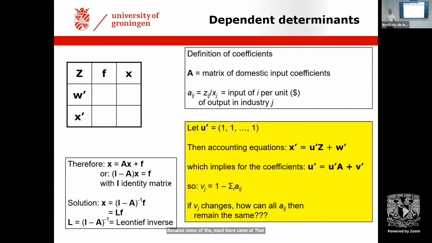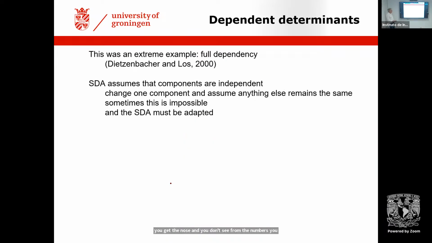So we have constructed a structural decomposition where components are not entirely independent. So I can simply not say, change one thing under the ceteris paribus clause that the rest remains the same. And the problem is you can run your calculations and you get the numbers, and you don't see from the numbers that there is something strange going on. So this was an extreme example, an example where there's full dependency between two of these components.